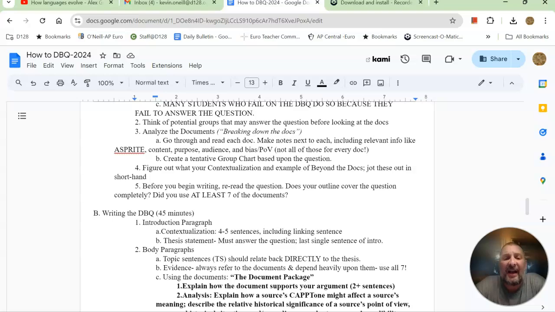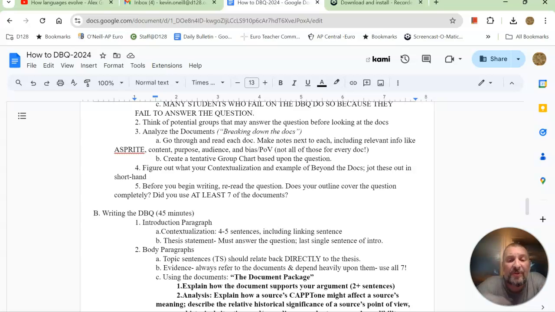When you're breaking down the documents, you can also be thinking about your CAPTONE: content, purpose, audience, bias, point of view, but not for every doc. Don't forget, we want 5, but you're going to look at them and be like, oh, this is a good one. Okay, well, this is a map. This one doesn't really have a bias. I'm not going to do that one.